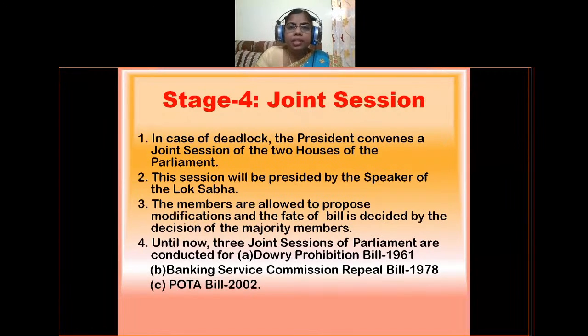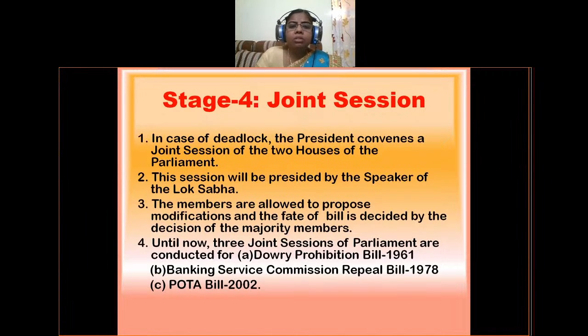So that means the joint session of the Parliament will be presided over only by the Speaker of the Lok Sabha, not by the Chairman of the Rajya Sabha. And next, the members are allowed to propose modifications, and the fate of the bill is decided by the decision of the majority of members. So during the joint session, the bill will be discussed again, and its fate is decided by the majority of members of both houses of the Parliament. Then it will be decided whether the bill is passed or not.